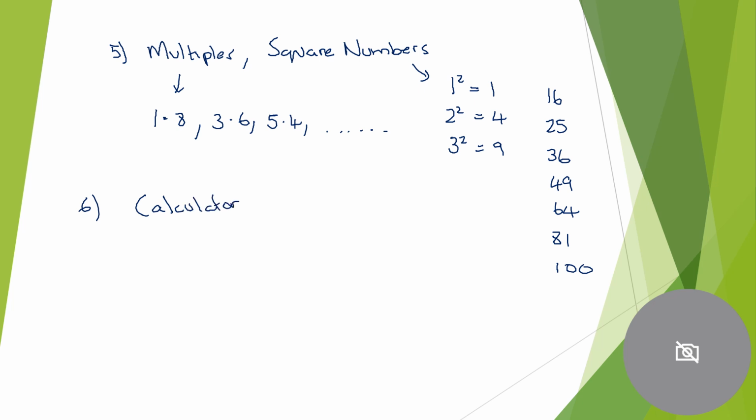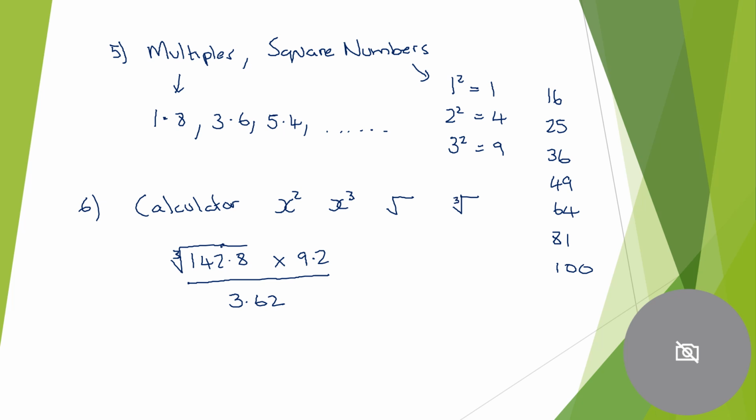So if I said something like the cube root of 142.8 times 9.2 divided by 3.62, something like that, would you know how to put it in the calculator? Do you know that to square a number on the calculator, you've got that button, or to cube a number, you've got that button, or to square root, you've got that button, or to cube root, you've got that button? And also, can you use the fraction button to write a fraction, which is that button there? So maybe practice, put that one into your calculator that I've done there.